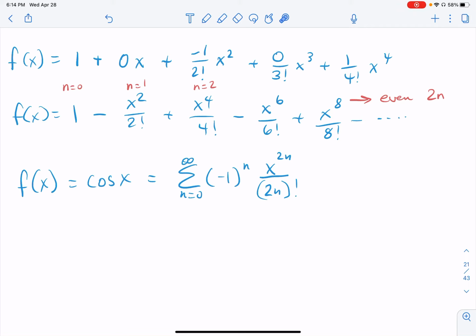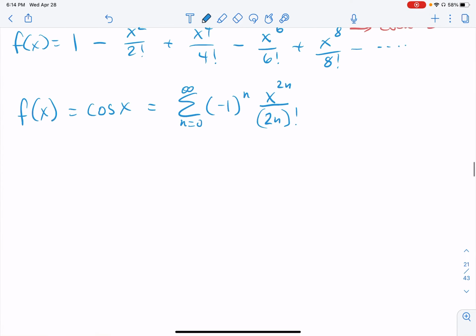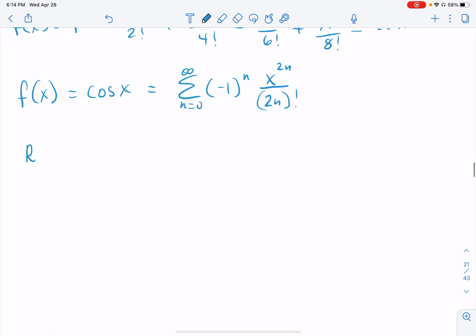Hey, what's left to do? I believe it's the interval of convergence, right? So we basically want to know what's the domain of this thing. Where does this actually converge to cosine? To find that out, we perform the ratio test. Let's just do the ratio test.